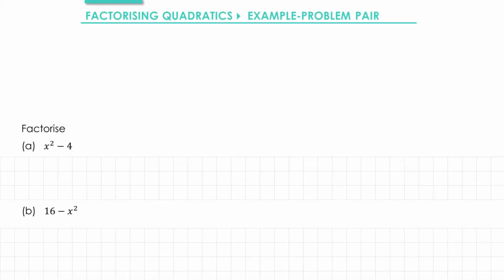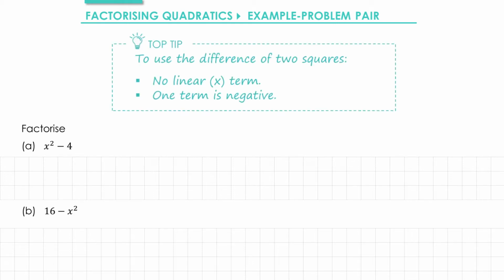Right then, in this example, we're going to be looking at factorising quadratics using the difference of two squares method. This is a method that's useful in specific cases where the following is true. We have a quadratic that has no linear term, so no x term, and one of the terms is negative.